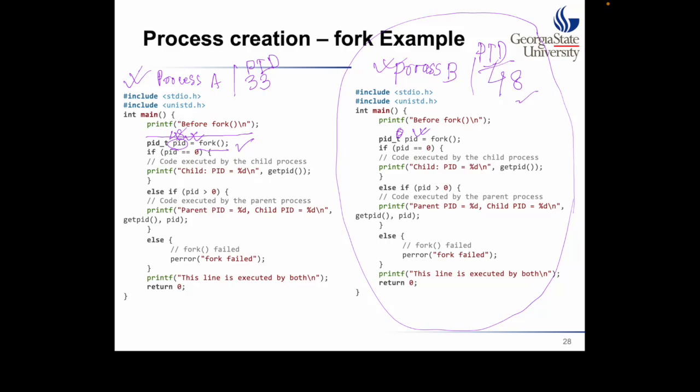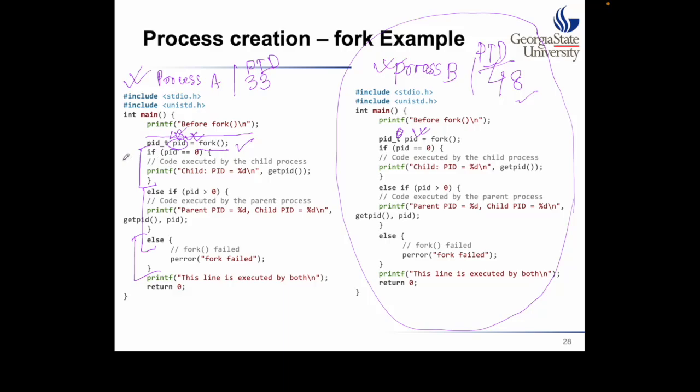Now we have an if, else if block of code. See here, the parent process and the child process may decide to execute different blocks of code, and these PID values will help us define which block of code will be executed by the parent and which by the child. We know that the PID value in the original process will be 48 in this example, and the PID value for process B, the child process, will be 0.